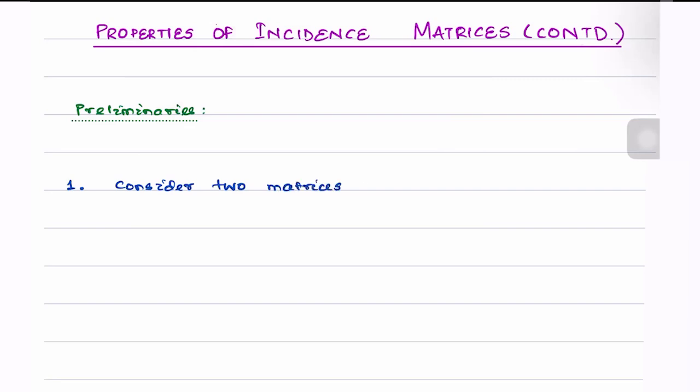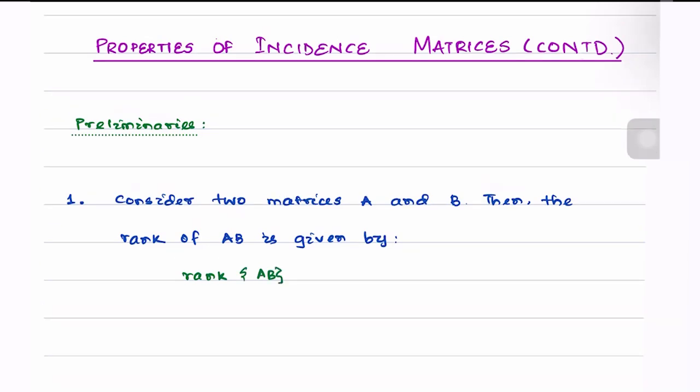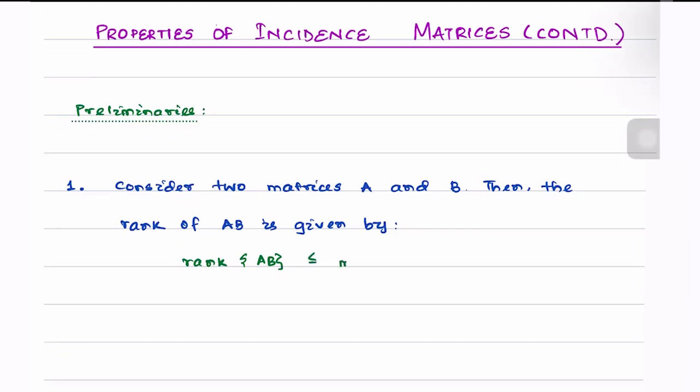consider two matrices A and B. Then the rank of the product AB is given by, let's highlight it in a different color, rank AB is less than or equal to the minimum of the rank of A and the rank of B.